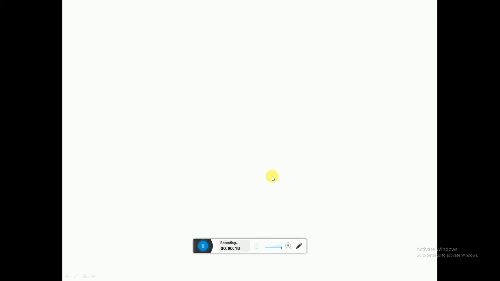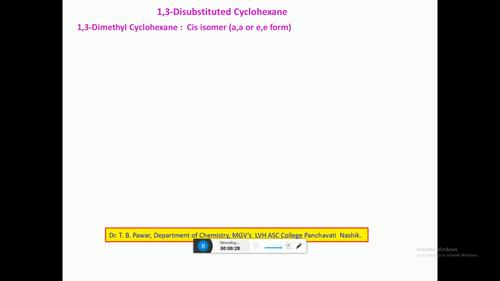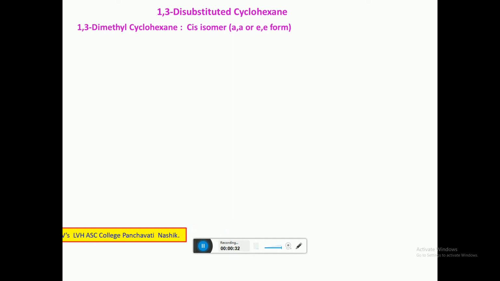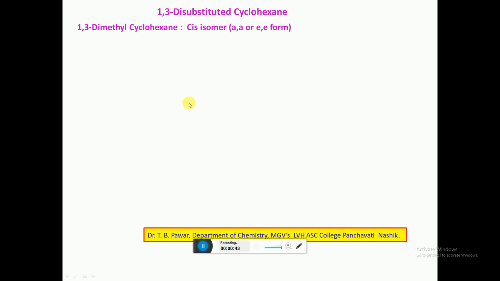In this chapter, we are going to discuss 1,3 and 1,4 disubstituted cyclohexane. Let us start with the slide 1,3 disubstituted cyclohexane. It exists in two forms, cis and trans form. That means there are two geometrical isomers, cis and trans. First of all, we are going to explain the cis isomer.